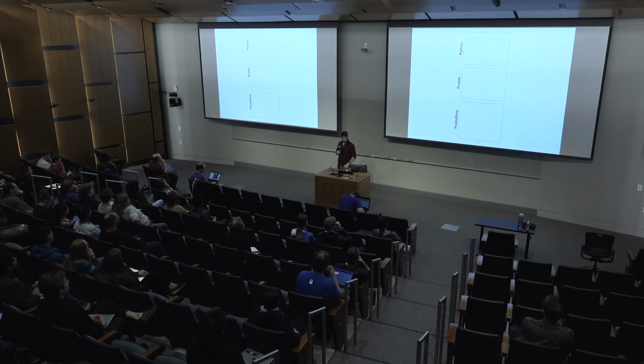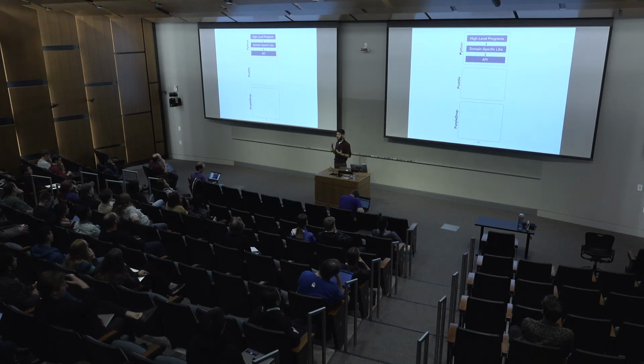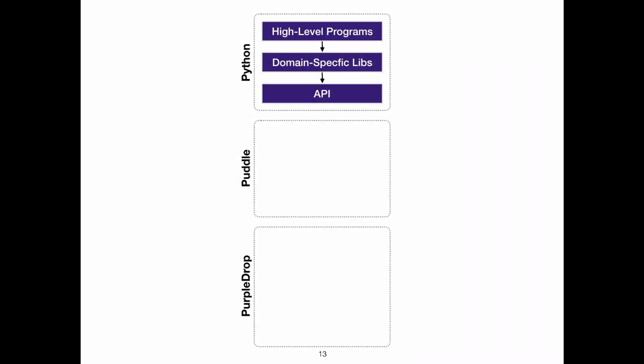So the high-level programs that people write in Puddle today, you just write in Python. We have front ends in Python, Rust, and JavaScript, but I'll show you some snippets of the Python one because that's what scientists use. So yeah, you can write high-level programs. You can even write domain-specific libraries because you can share code because it's just Python code. And it all hits Puddle through an API, right?